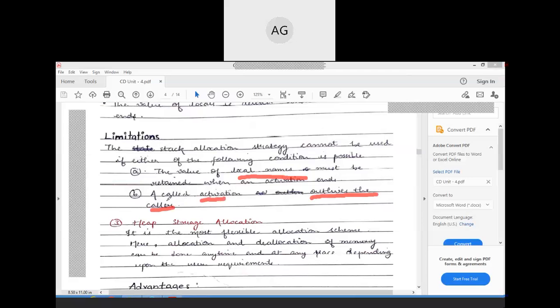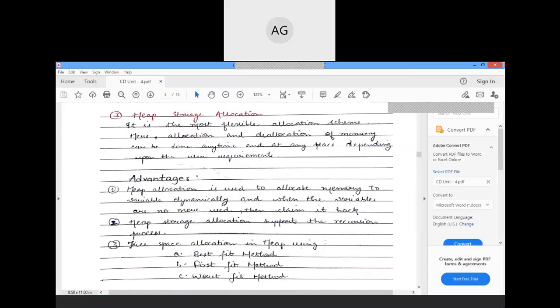You already know what it means by the called program and what it means by the caller program. You already studied it in parameter passing in C and C++ language, like call by value, call by reference. So in stack storage allocation, the limitation is that a called activation outlives the caller activation. So just remember it. Now the third type of storage allocation is the heap storage allocation.